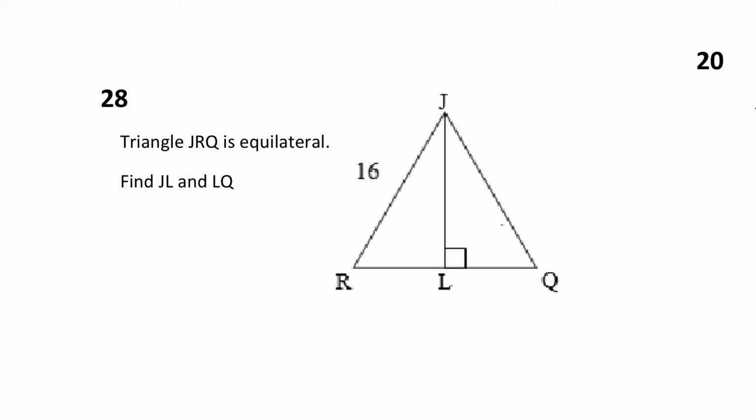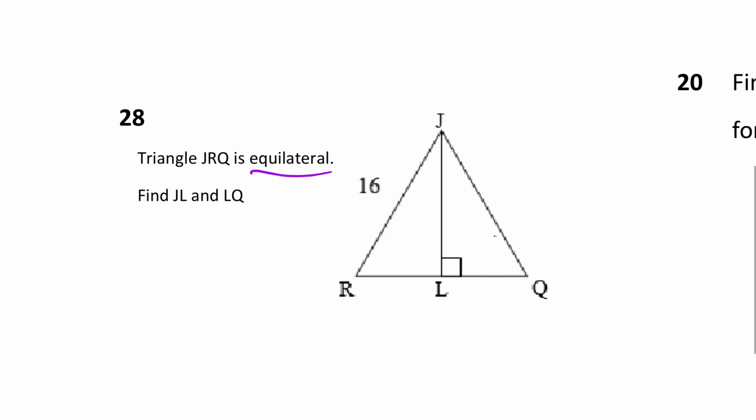Okay, this is number 28. It says this is an equilateral triangle, which means it's an equal angular triangle. So that means all the angles are 60 degrees, which makes this a 30, 60, 90. So we have the hypotenuse, short leg, and long leg. The hypotenuse is 6.